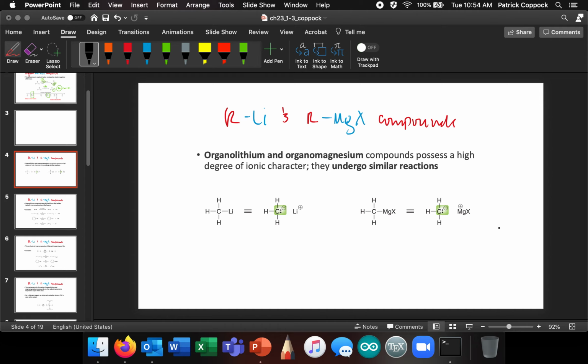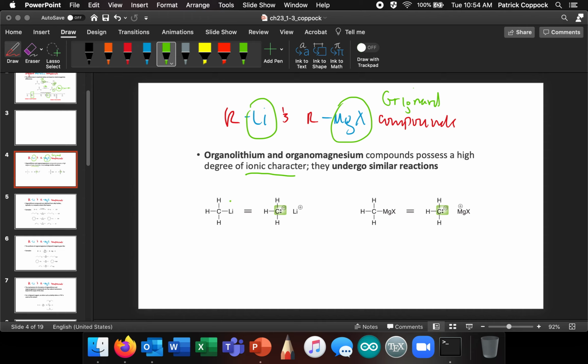As promised, we're going to talk about organolithium reagents and organomagnesium reagents, which we're going to call Grignard reagents. They possess a high degree of ionic character for reasons which were described in the last conversation.